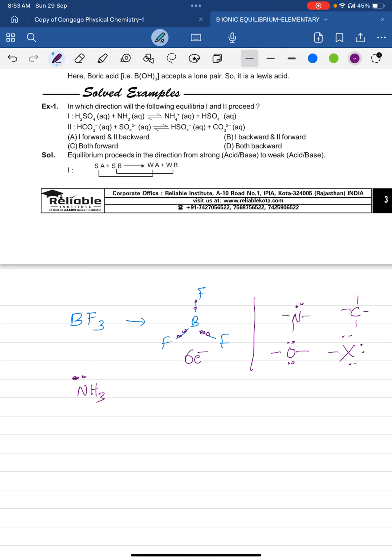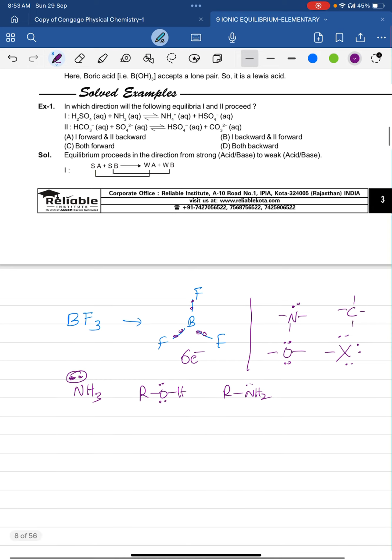Now ammonia has a lone pair of electrons. It can donate easily to someone, so it is a Lewis base. Or ROH, this is the general structure of an alcohol, but our concept here is only whether oxygen can donate or not. Oxygen has 2 lone pairs of electrons, so it can donate easily. And RNH2 also has 1 lone pair of electrons, so it can donate. Got it? So these are the Lewis bases and Lewis acids.